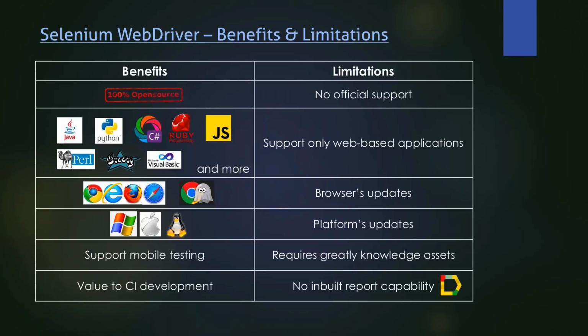And same goes for the supported platforms. Selenium supports Windows, OS X, Linux. But on the other hand, you also need to be in sync with their ongoing updates. Same goes for the browser updates. So it also provides you a big value for continuous integration development, if you want to implement it in Jenkins or some other continuous integration development tool. Also on the downside, there is no report capability for Selenium, so you will have to install a third-party plugin to view the reports.